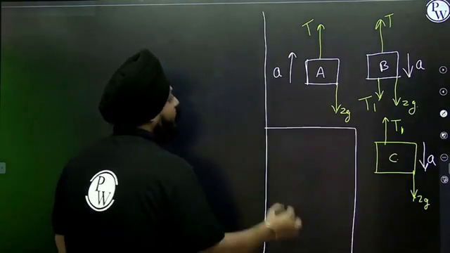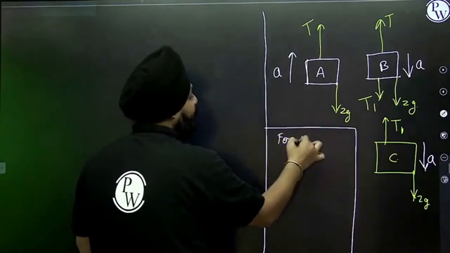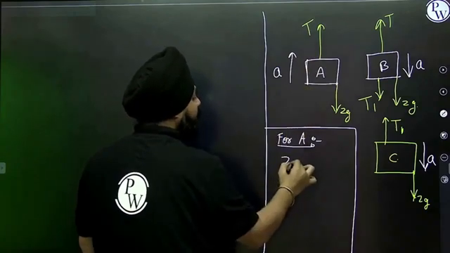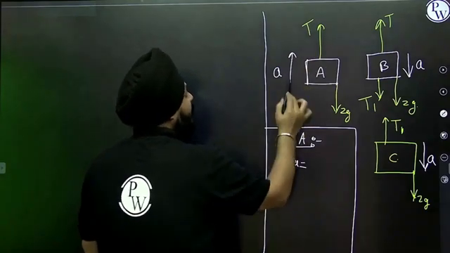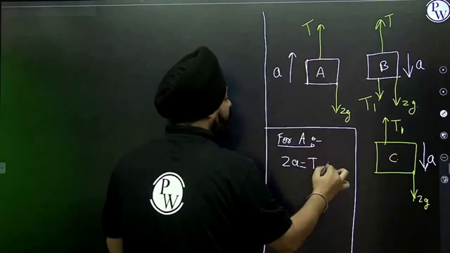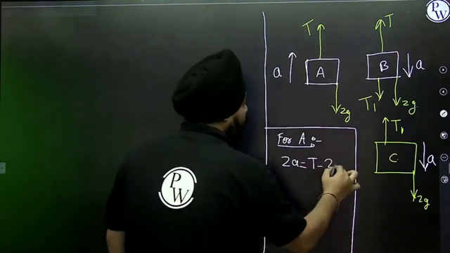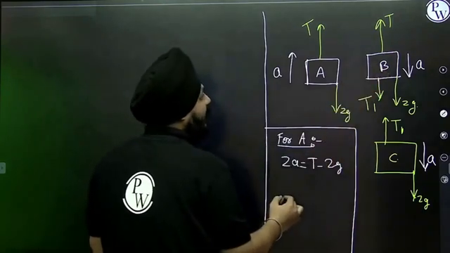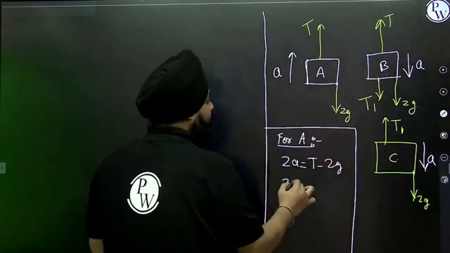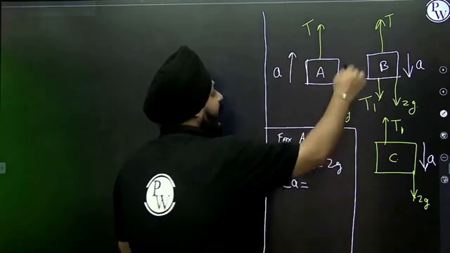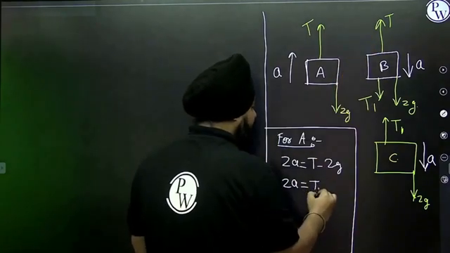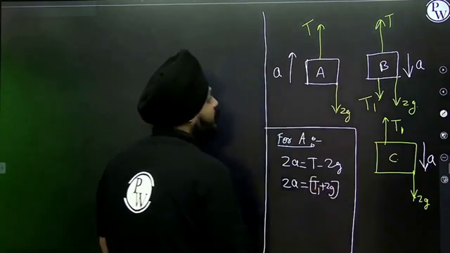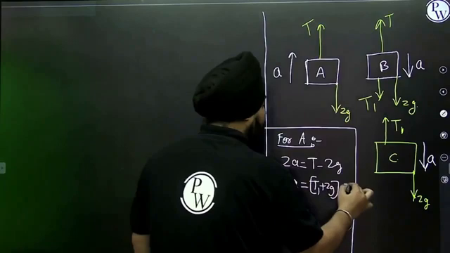Directly write down the equations. For A, can I write mass 2 kg into net acceleration a? In the direction of the net acceleration, the force of higher magnitude minus lower, 2g. For B, mass 2, acceleration a, in the direction of the net acceleration we have forces of higher magnitude, T1 plus 2g, minus lower magnitude T.